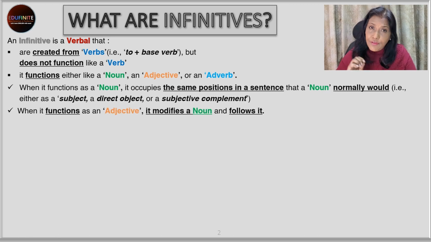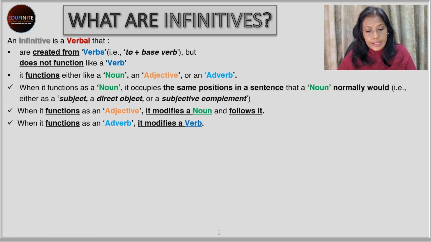Next, when it functions as an adjective, it modifies a noun and follows it. That means it will be just beside the noun that it will be modifying. So that is important. Next, when it functions as an adverb, it modifies a verb, just as an adverb would. Here too, the infinitive which modifies a verb will function as an adverb. Now let's look into some of the examples to understand it a little better.